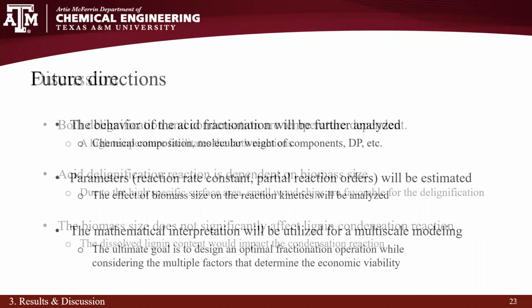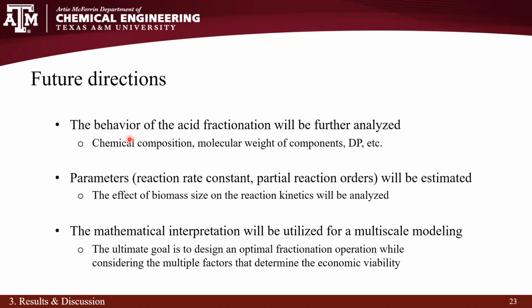And as a future direction of this research, first, the behavior of the acid fractionation will be further analyzed by investigating the chemical composition of the remaining building blocks, which are the cellulose and hemicellulose, and the molecular weight of the components and degree of polymerization. And then the parameters such as reaction rate constants and partial reaction order for each reaction will be estimated, and the effect of the biomass thickness and the temperature on the reaction kinetics will be further analyzed.